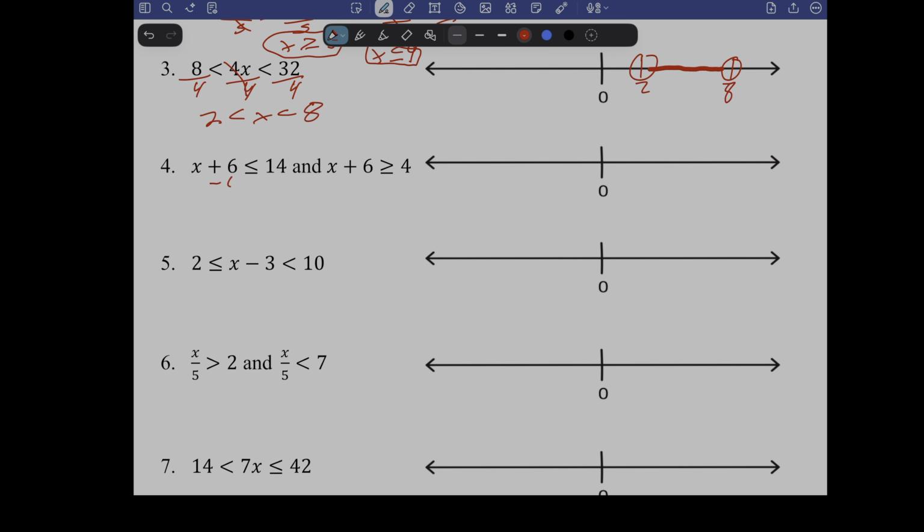Okay, now number 4, I have two different equations, so we have to solve them separately. So let's start with this first one. I'm going to go minus 6, minus 6. I'm going to get x is less than or equal to 8. There's one part of the problem.